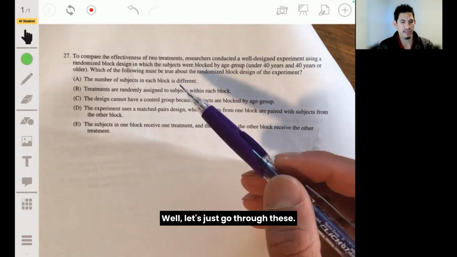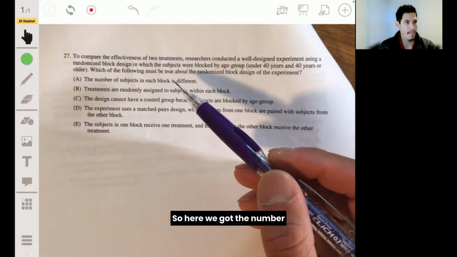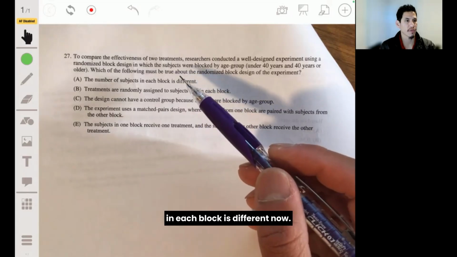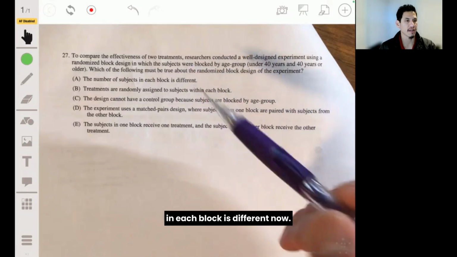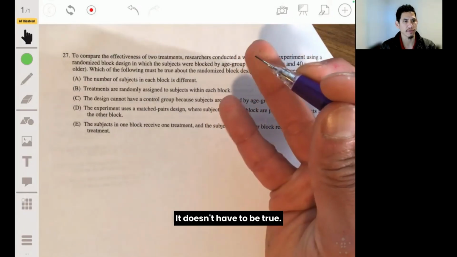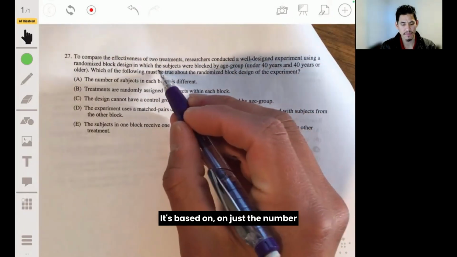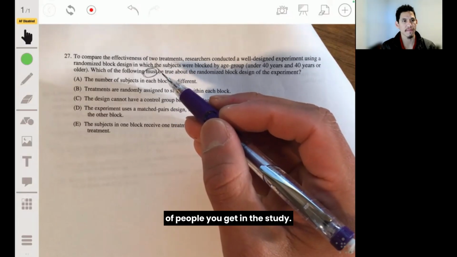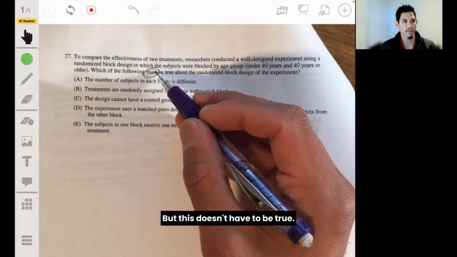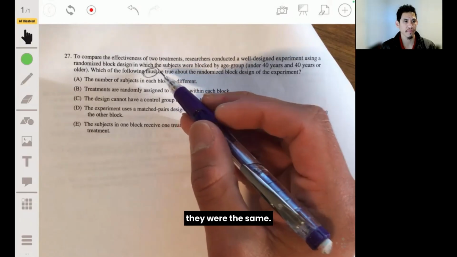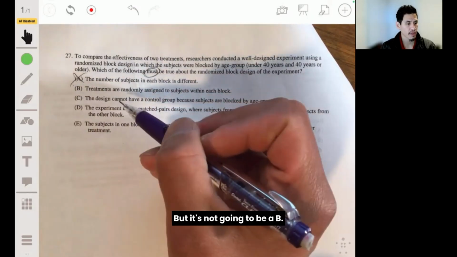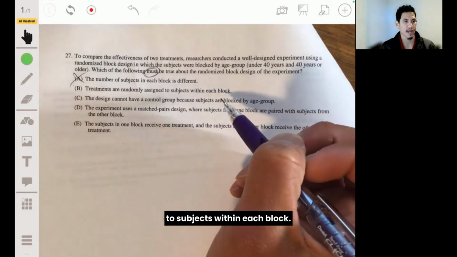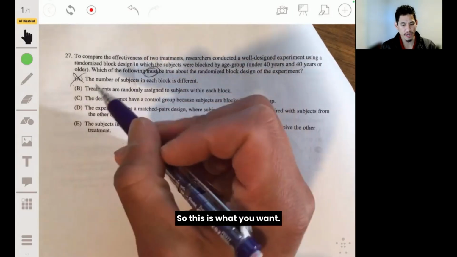Well, let's just go through these. So here we've got that the number of subjects in each block is different. Now it says must be true, and this doesn't have to be true. This could happen sometimes, just based on the number of people you get in the study. It's actually better if they were the same. So it's not going to be A. B, treatments are randomly assigned to subjects within each block. Yeah, so this is what you want.